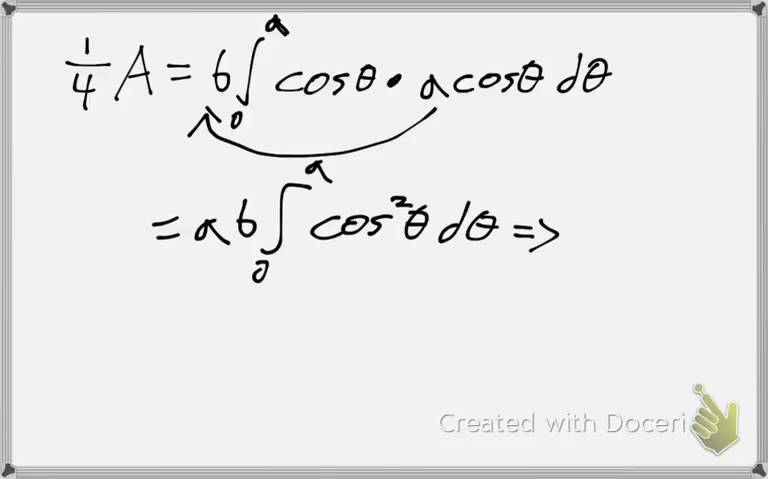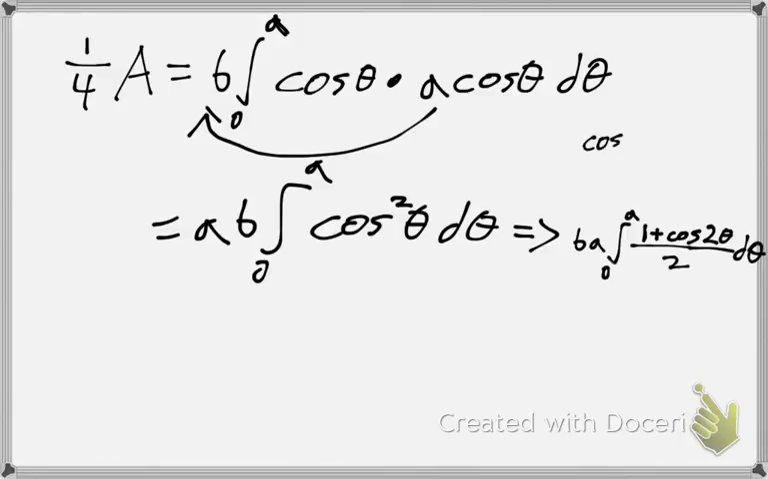Now we'll convert that over. So ab times the integral 0 to a of 1 plus cosine 2 theta over 2 d theta, because that is a trigonometric value that is equivalent to cosine squared theta.